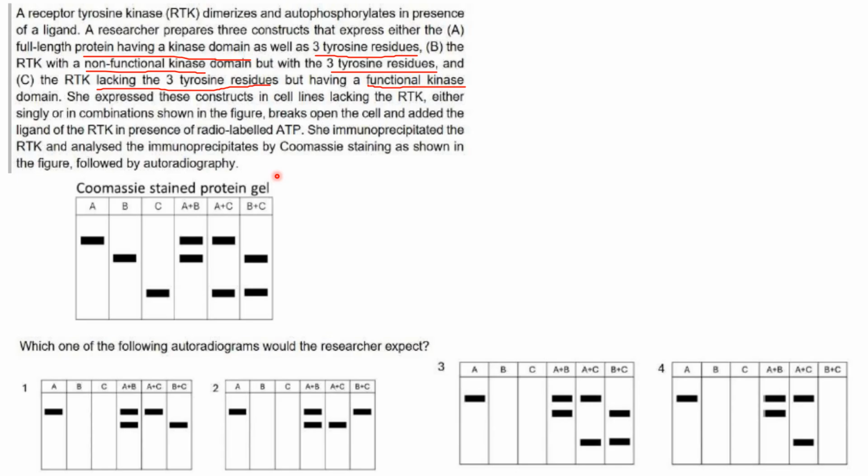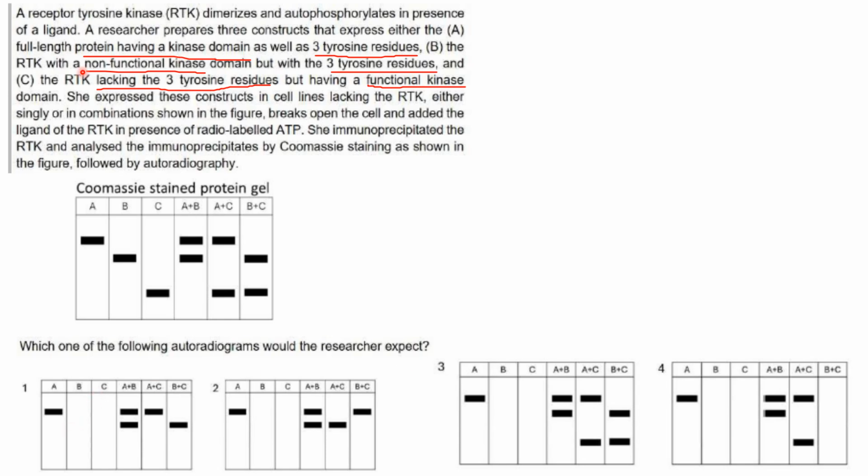Which of the following autoradiograms would the researcher expect? So if it is A, you will get a band here. If it is B, you will get a band here. If it is C, you will get a band here. If it is A plus B, you will get these 2 bands. If A plus C, these 2 bands. If B plus C, these 2 bands. Now see what is happening. Which one of the following autoradiograms would the researcher expect?